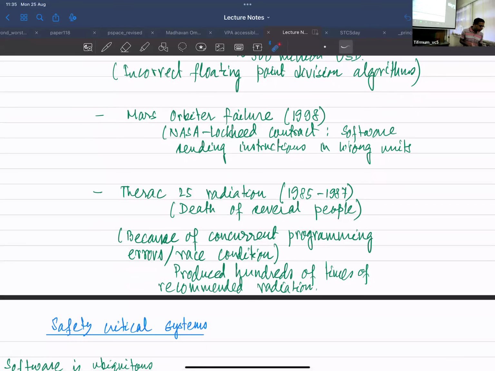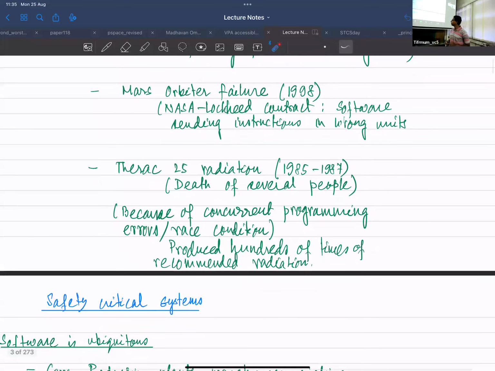And then there was this Therac-25. It was again a radiation device. And because of certain race conditions, again bugs in the software, it produced 100 times the recommended radiation, which caused the death of several people. So all these things can create havoc we don't want, and these are bugs in the software, right?